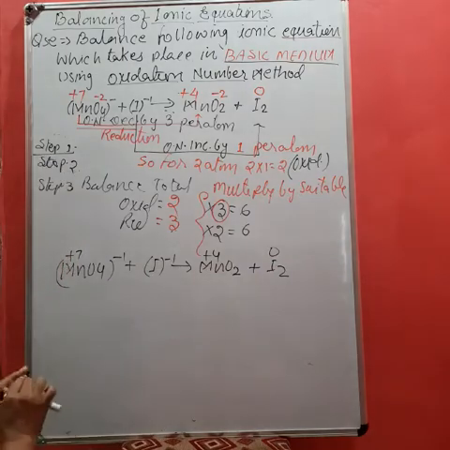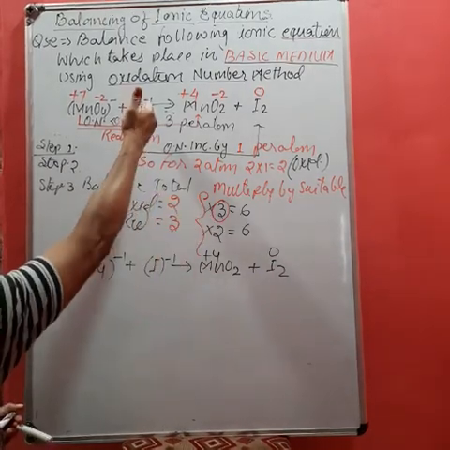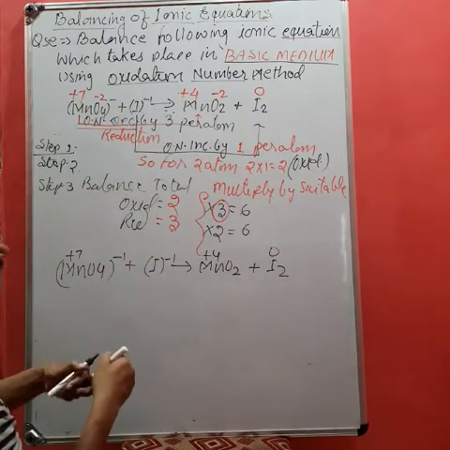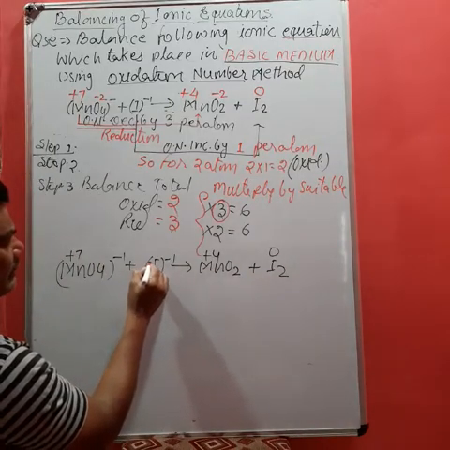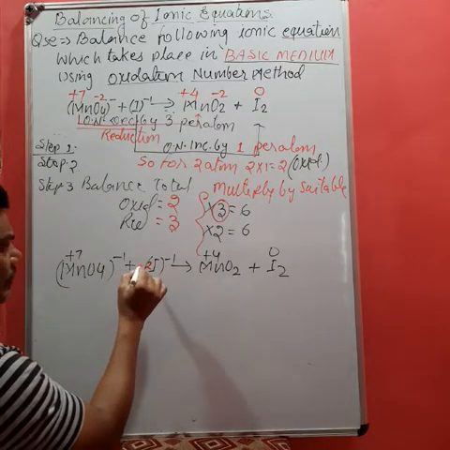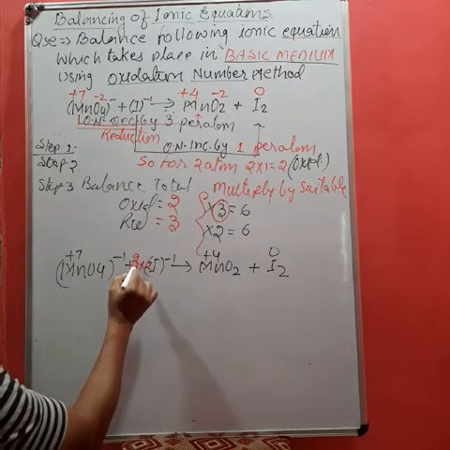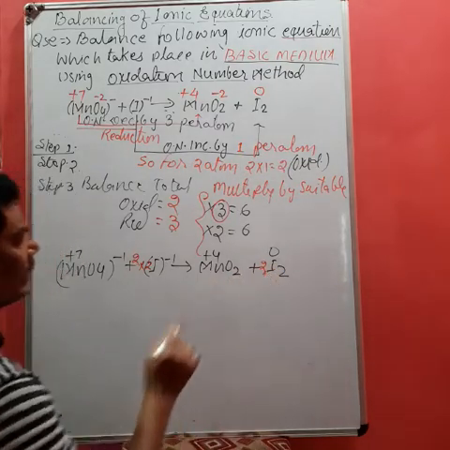So what to do? Oxidation should be multiplied by 2. Which is getting oxidized? The I anion is getting oxidized. Student, remember one thing, there is I2. Therefore first you have to write it with 2, and then multiply overall by 2. So that will become 2I anion. Again write here 2I anion.